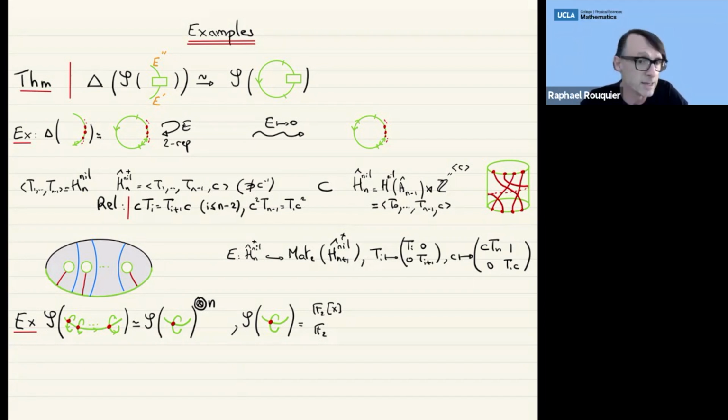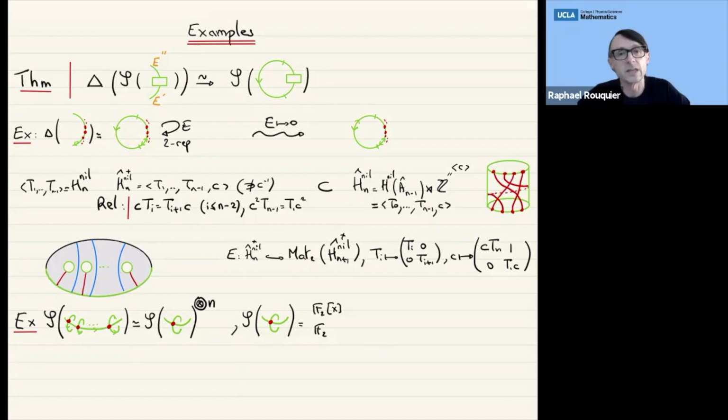You can see that this embedding doesn't work anymore, because you have to go through the exercise, and that forces you to invert certain generators. So this algebra Hn nil plus, you cannot really embed it inside the next one. But somehow the fact that there is still this action on these two representations has to do with the fact that you can embed it into 2x2 matrices.